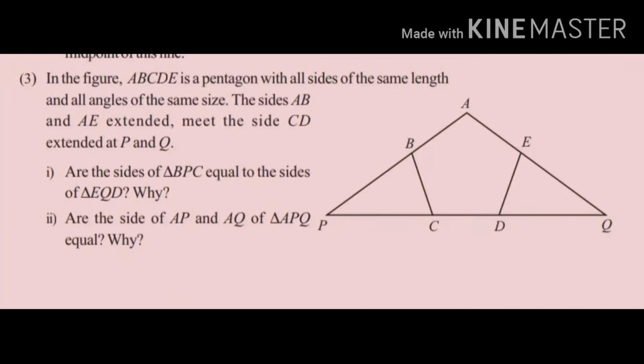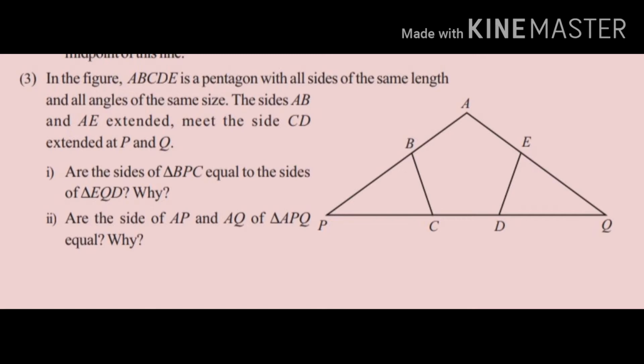Next is question number 3. In the figure, ABCDE is a pentagon with all sides of the same length and all angles of the same size. The sides AB and AE extended meet the side CD extended at P and Q. Are the sides of triangle BPC equal to the sides of triangle EQD? Why? Are the sides AP and AQ of triangle APQ equal? Why? These are the two sub questions.